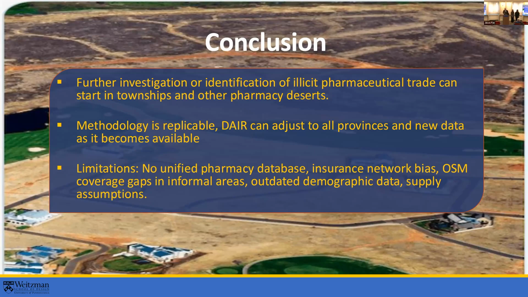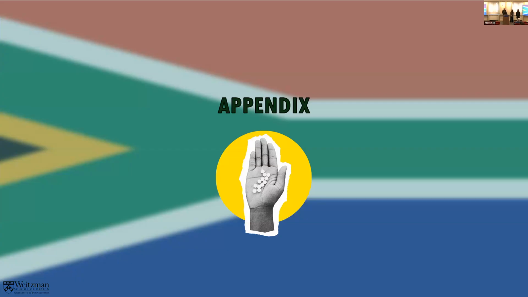So to conclude the presentation, our research provides further investigation for identification of illicit pharmaceutical trade that tends to be more prolific in townships and other pharmacy deserts. And the methodology is replicable for DARE, so they can adjust it to all the other provinces. But there's no unified pharmacy database, and there's a network bias toward the urban areas, and outdated demographic data as well. So that's going to be our presentation.